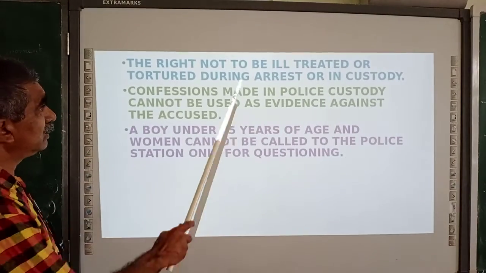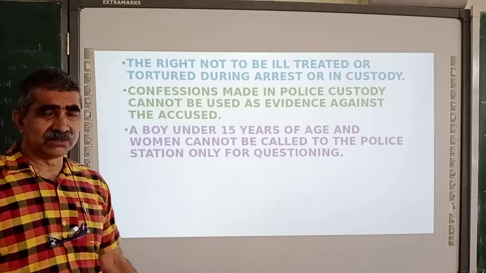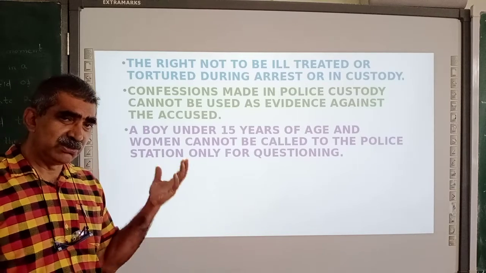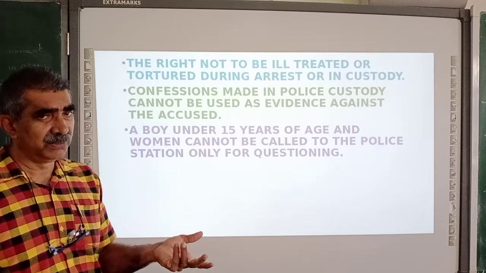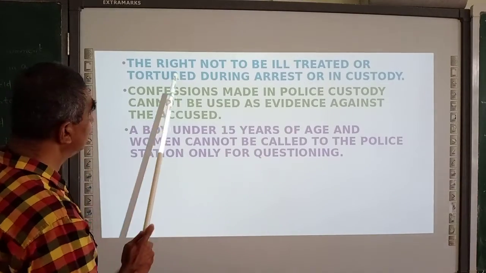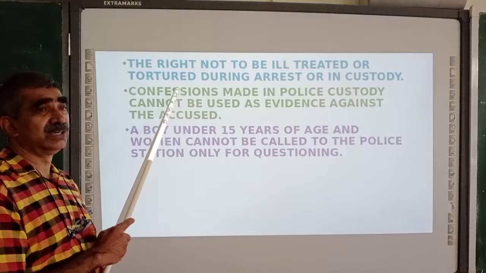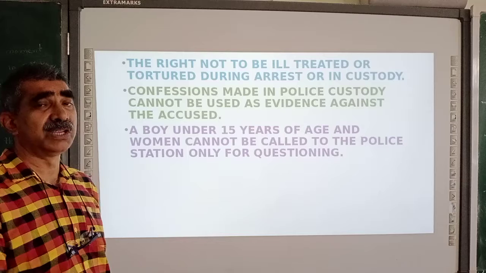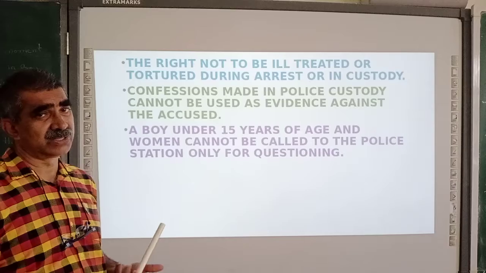Then the right not to be ill-treated or tortured during arrest or in custody. If a judge feels that this person has made a mistake and should be questioned, the judge will tell the police to keep that person with them. They can keep him in lock-up or in a jail. At that time the police cannot ill-treat or torture him. Then the person may say, I was tortured and forced at gunpoint by the police officer, that is why I stated all those things, they are wrong, I have not done any mistake. So the magistrate has to take care of it.